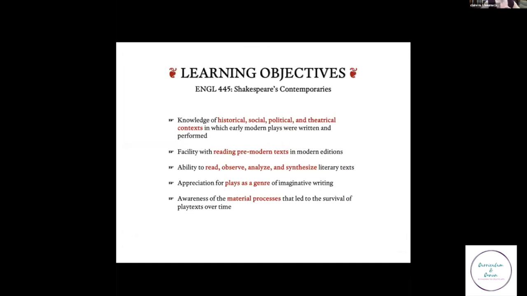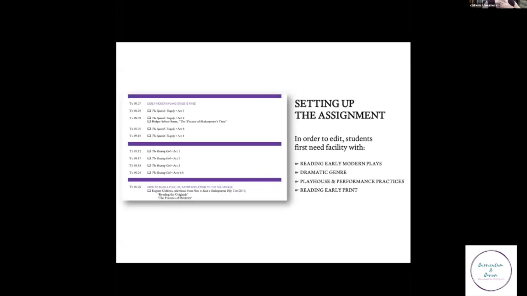I want my students to have a knowledge of historical, social, political, and theatrical contexts in which early modern plays were written. I want them to have a facility with reading pre-modern texts in modern editions. I want them to have the ability to read, observe, analyze, and synthesize literary texts in their own writing. I want them to have an appreciation for plays as a genre of imaginative writing, right? They're very familiar with the novel and with poetry, but plays, I want them to come out of the course with that. And an awareness, this is sort of my passion in teaching, an awareness of the material processes that led to the survival of the play texts over time. So that's a lot to cover in just one semester. And so I'm going to discuss how this assignment sort of factors into those learning objectives.